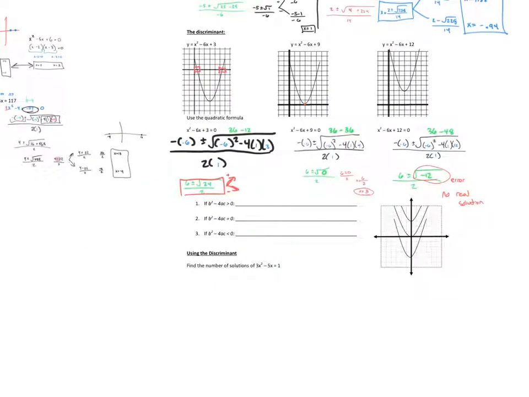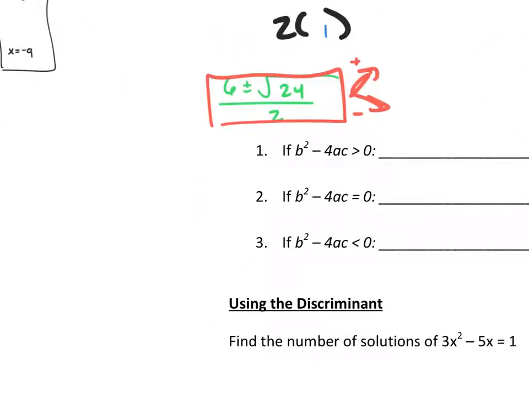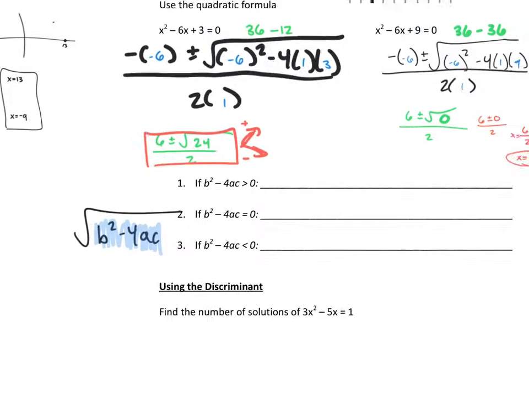So, what the discriminant is, the discriminant is something that's underneath the square root. The discriminant is this part right here. It's the b squared minus 4ac. It tells us how many solutions to expect.